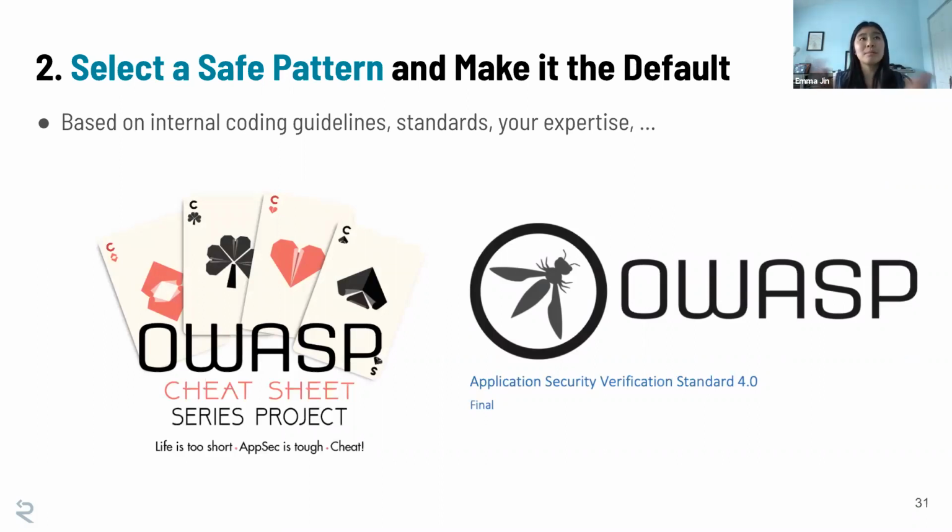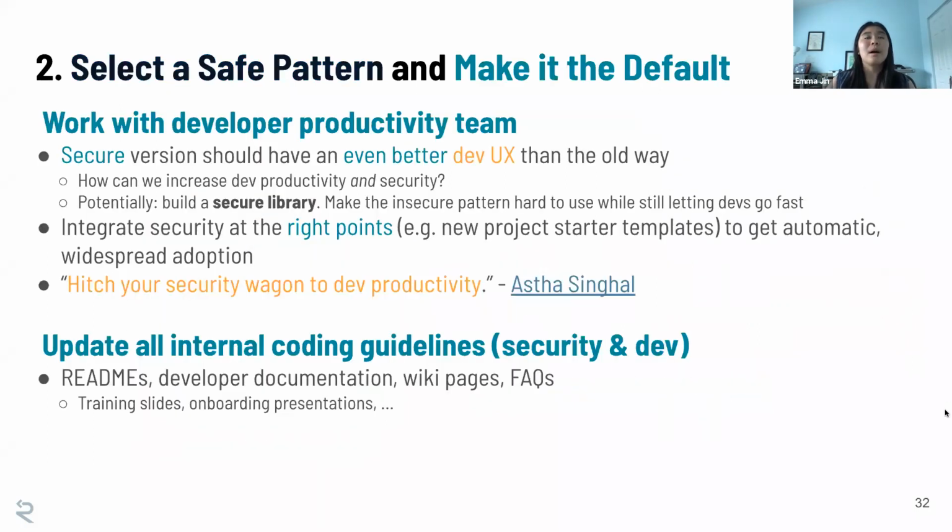So the next thing has two parts. First, you want to select a safe pattern. This is based on your own expertise, your company's expertise, its internal coding guidelines, and also all of the research security people have already done. There's the OWASP cheat sheets, for instance, which is a great resource for what to do to make things safe. And then making it the default is really important and takes a bit of work.